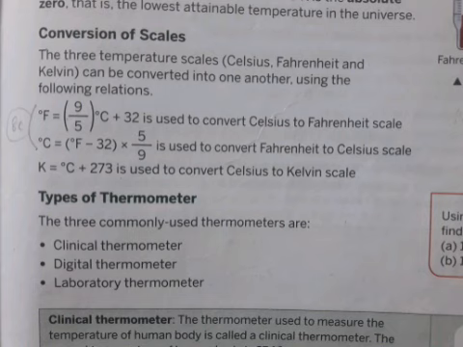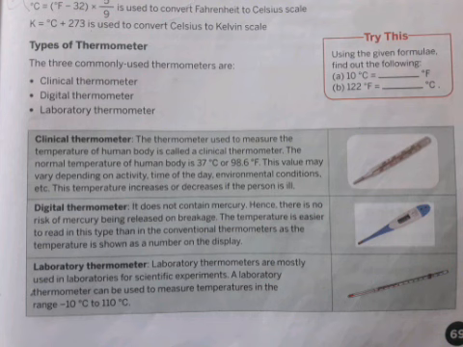Now, types of thermometer. We have 3 commonly used thermometers: clinical thermometer, digital thermometer, and laboratory thermometer. You are seeing all these 3 thermometers, you can see the pictures there on page number 69. Clinical thermometer is used to measure the temperature of the human body. The normal temperature of the human body is 37 degrees Celsius or 98.6 degrees Fahrenheit. So it is given in Celsius also, and in Fahrenheit also.